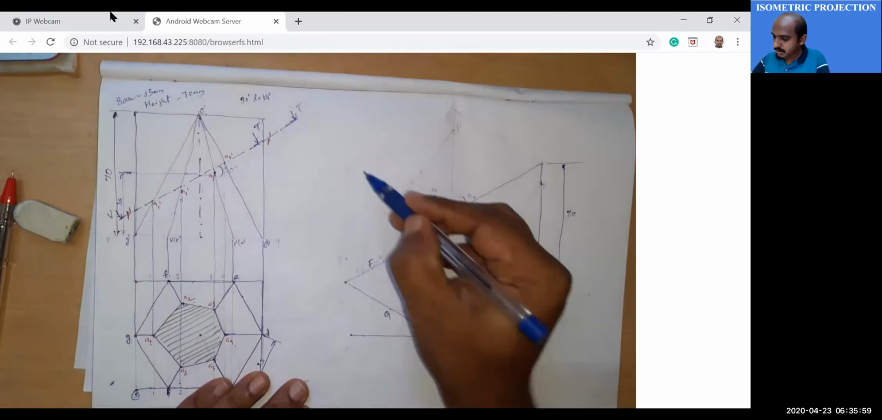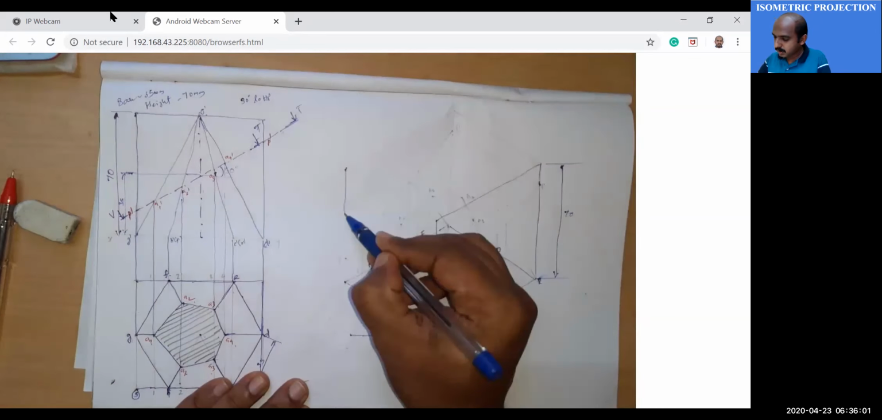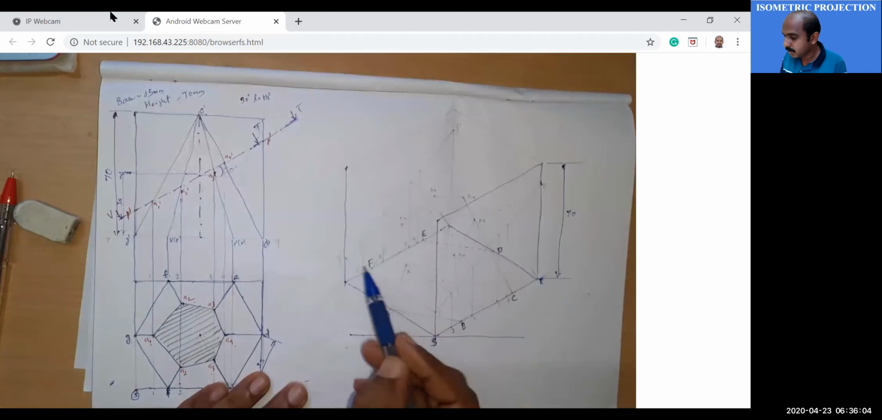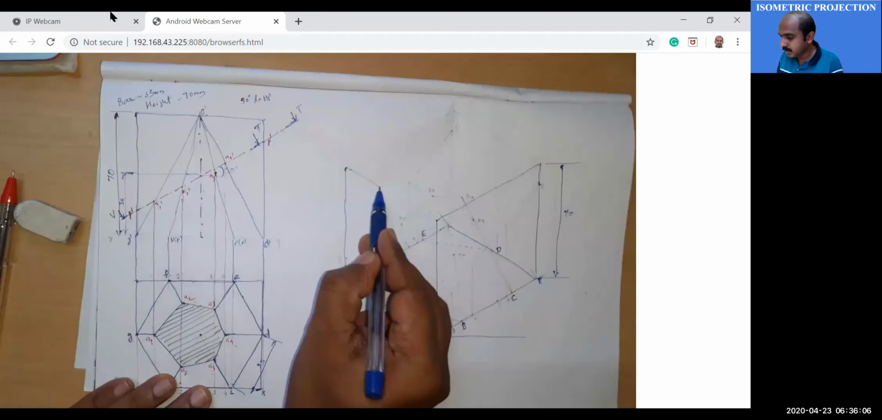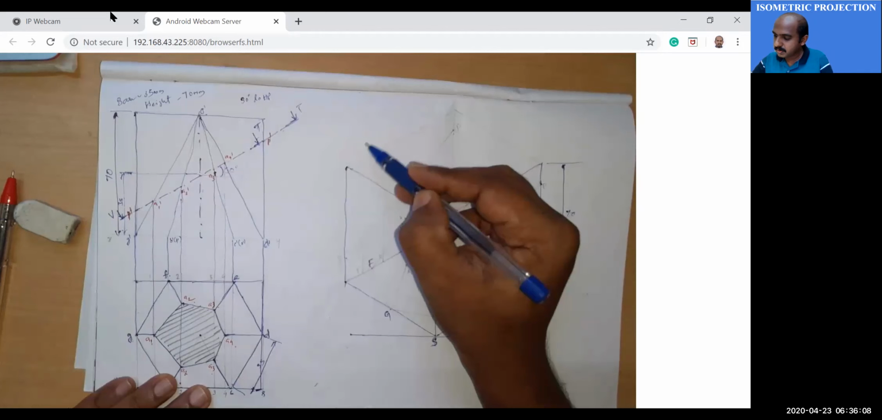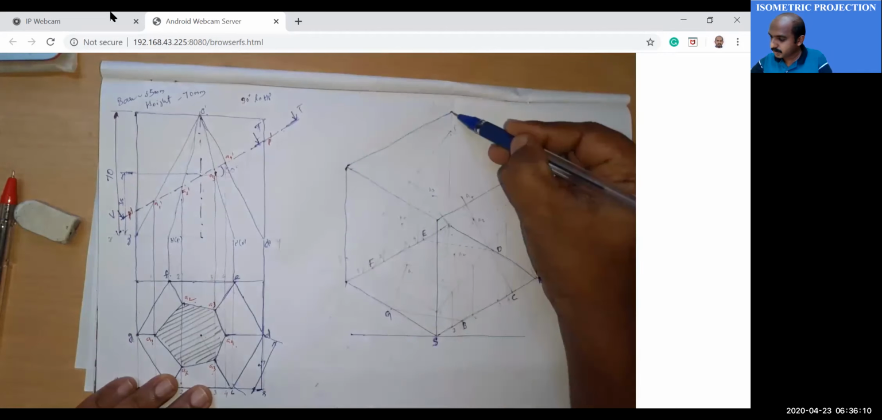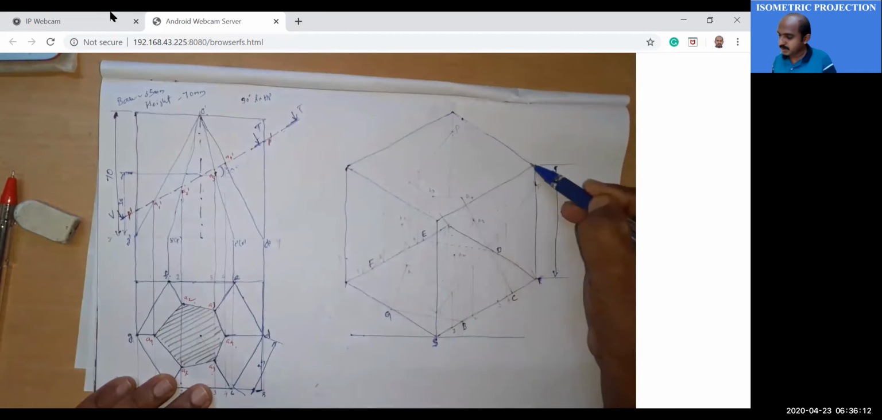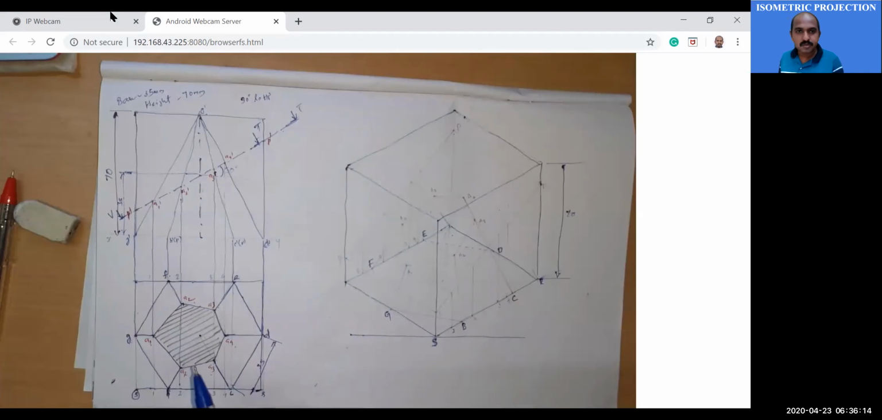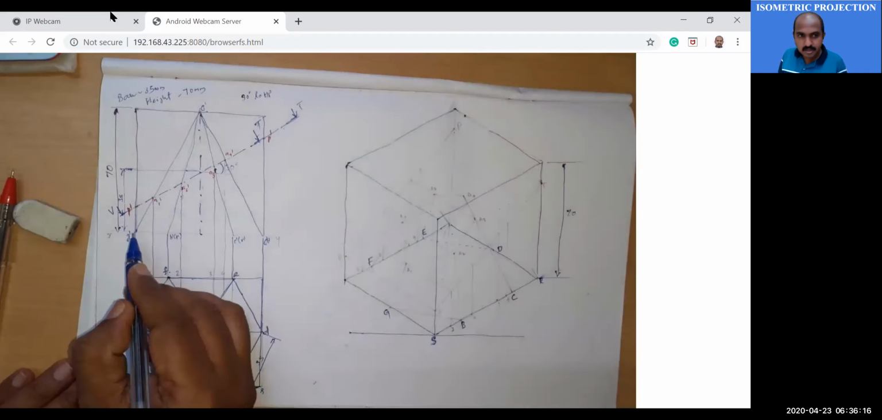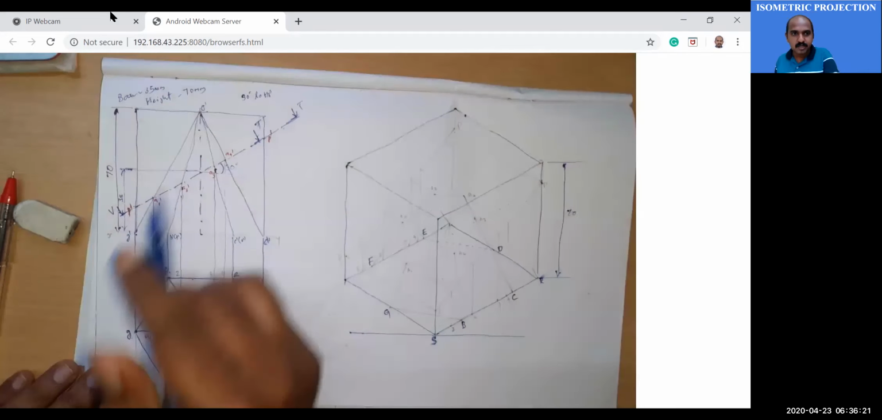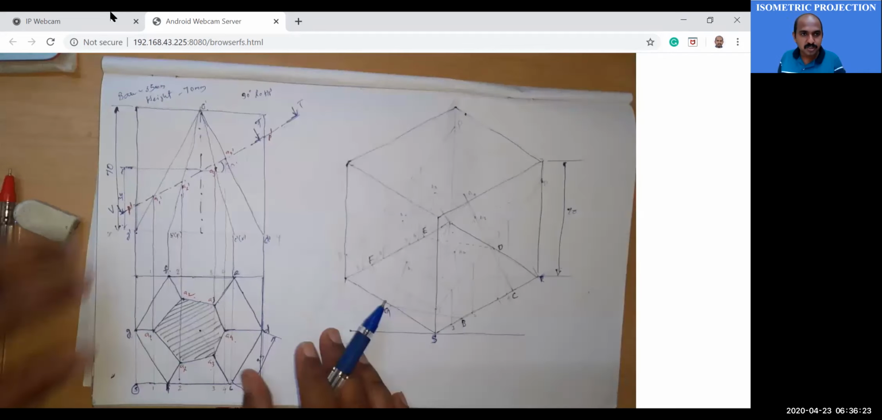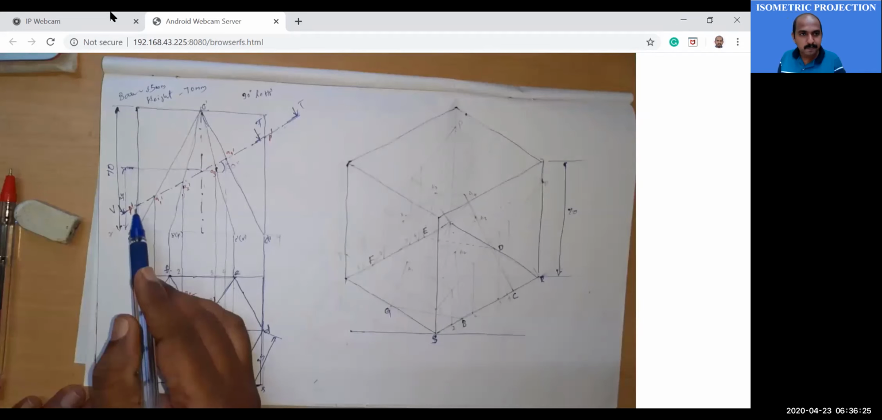Complete that rectangular box. Height is equal to 70. Then one thing you note down, you measure G dash to P dash, the height, the cutting plane height. G dash to P dash, not G to P dash, G dash to P dash.